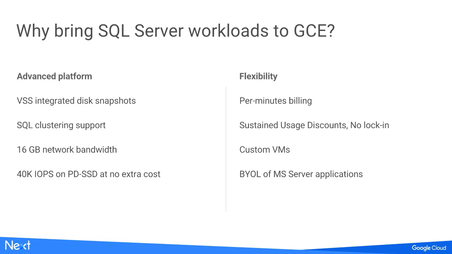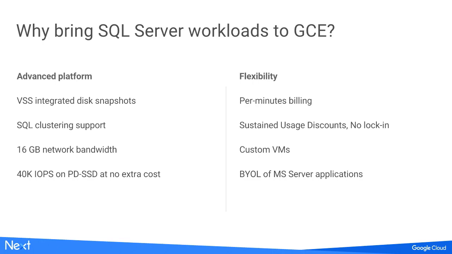We support SQL Server Enterprise Edition with Always On clustering support, allowing you to configure multiple replicas for automatic failover in case of failure. Google-grade infrastructure is the reason why Google is leading in price to performance. On the networking side, our Windows VM to VM throughput can reach up to 16 gigabits per second. On the storage side, our PD-SSD is able to deliver up to 40K IOPS, all without extra cost.